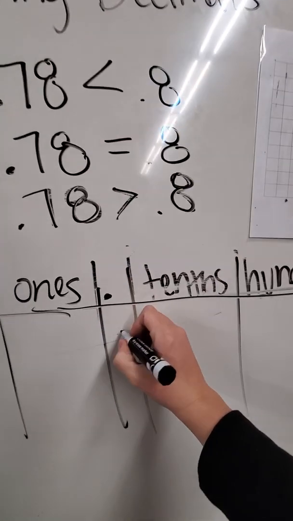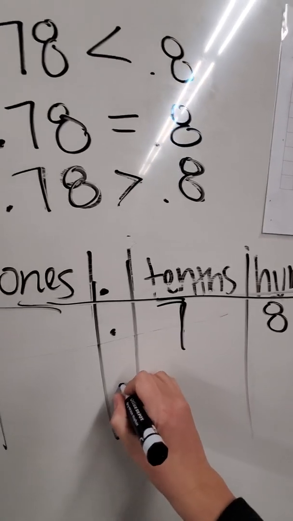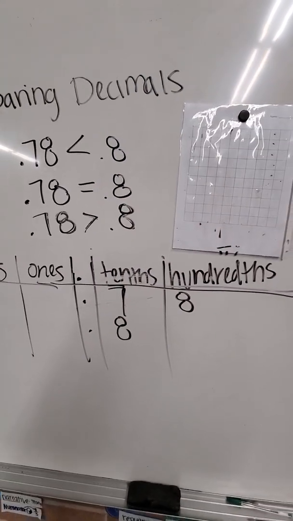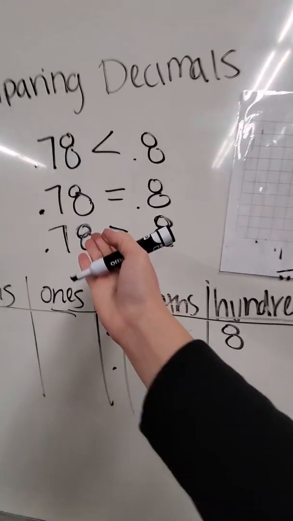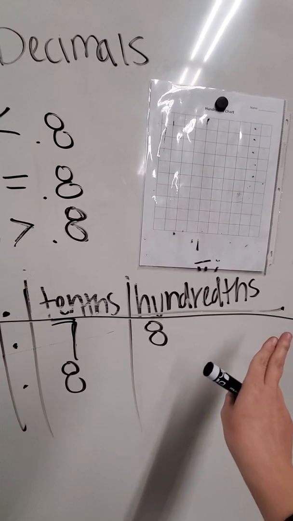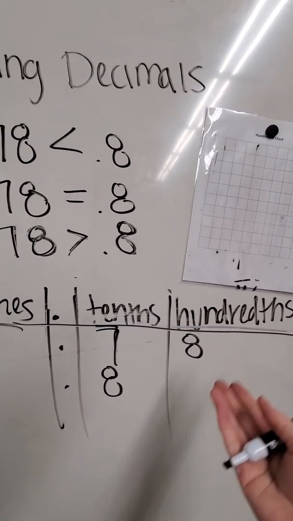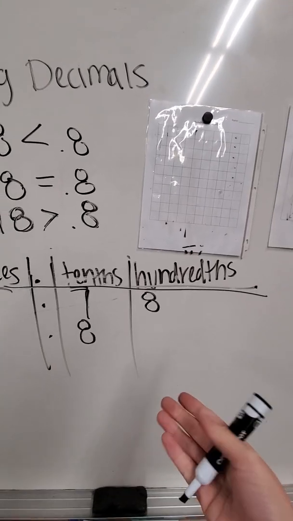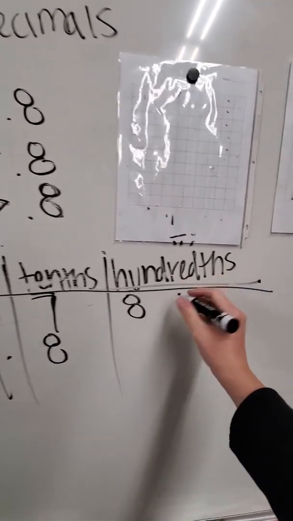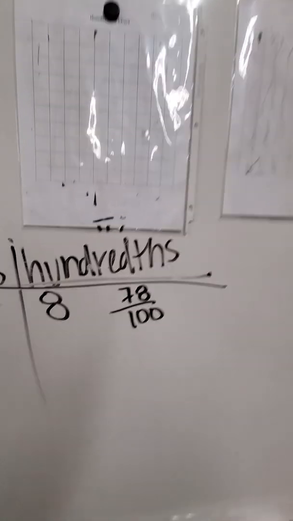I'm going to put the first decimal here. I've got 78, and then I've got 8 to compare this one. So off the bat, it looks like 78 is larger, but I want you to remember that the more we go this way, the smaller the number, or the amount, is going to be. Okay, so we would read this as 78 hundredths. And so that would look like this, 78 hundredths.